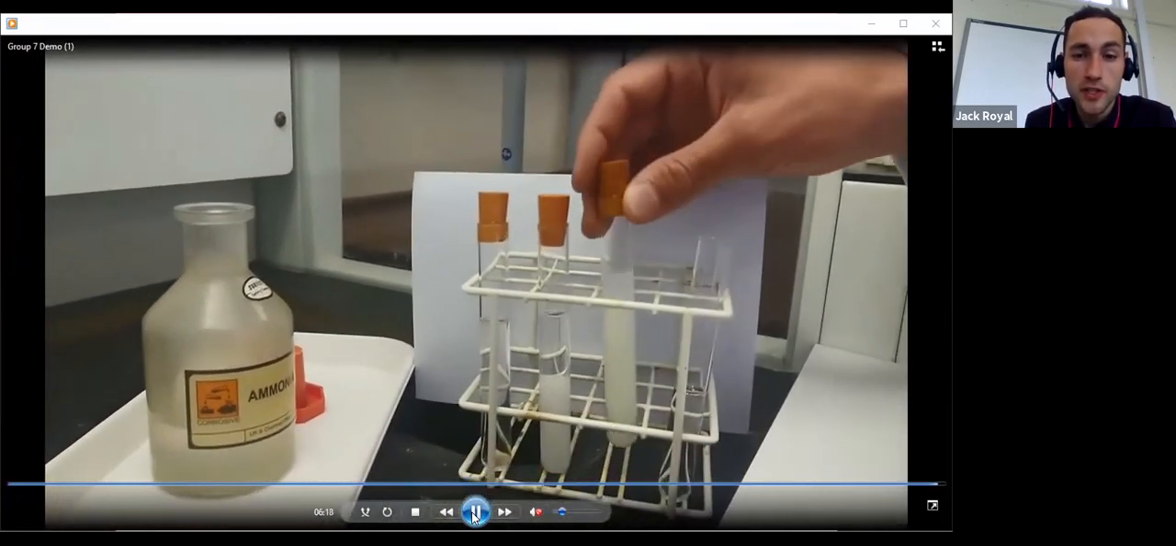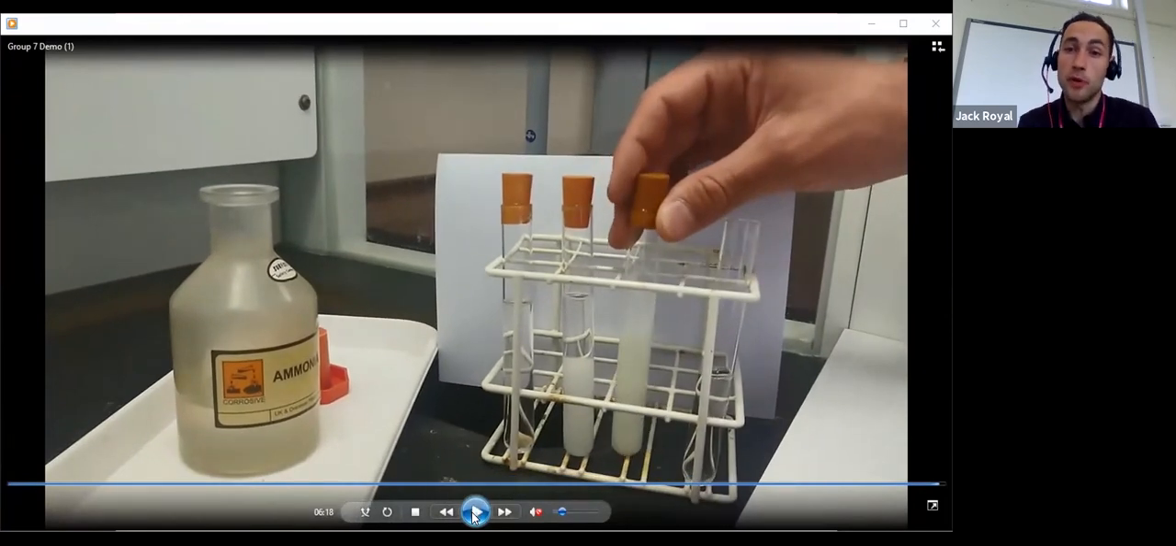So just to summarise, this is the bit that's new. This is the bit that we build on at A level. I'm just getting you familiar with it now. Silver chloride is a white precipitate. It dissolves in dilute ammonia. Silver bromide, cream precipitate. It dissolves in concentrated ammonia. That's the stuff in the fume cupboard. Silver iodide doesn't dissolve in either the dilute or the concentrated ammonia.